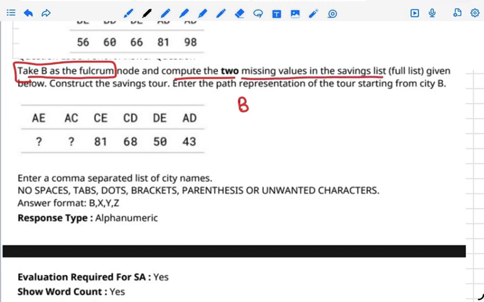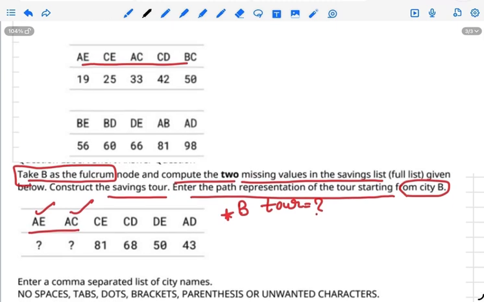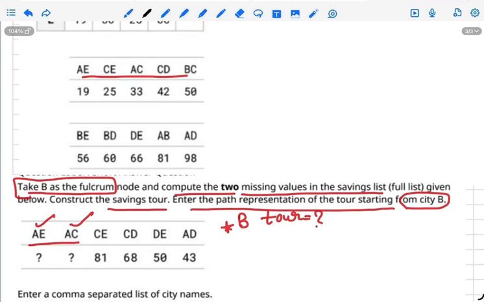So this is the savings list. AE and AC are the missing savings values. They are asking to find these in the savings list given below, and then construct the savings tour, that is the path. Enter the path representation of the tour starting from city B. They are only asking for the path representation of the tour. To represent the tour, we want to calculate these 2 values.